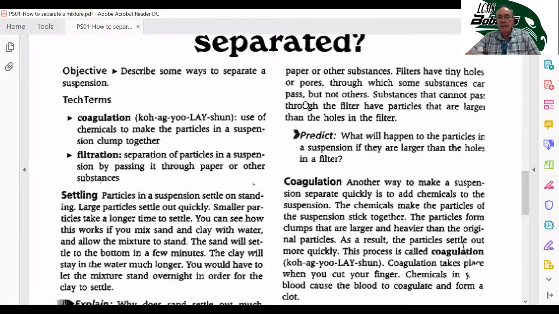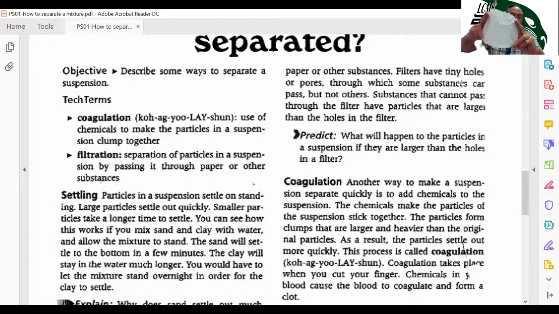Okay, and it says here that filters are made of paper or other substances. Filters have tiny holes or pores through which some of the substances can pass, but not others. Substances that cannot pass through the filter have particles larger than the holes.